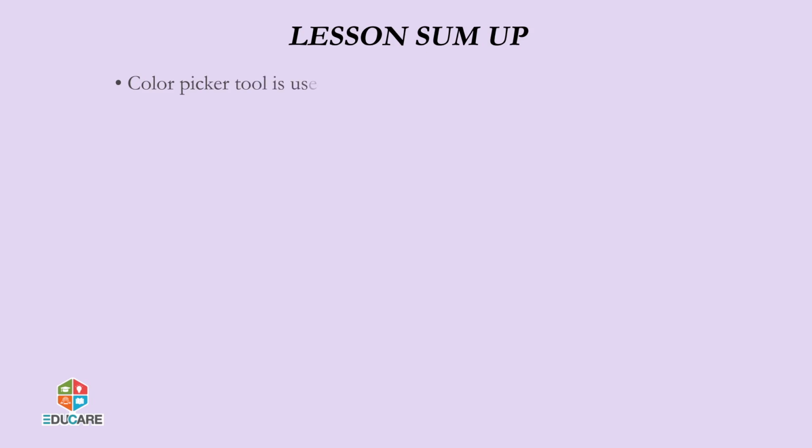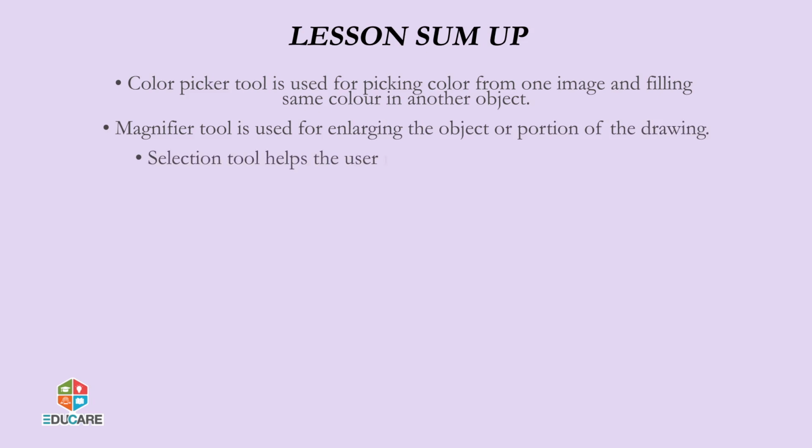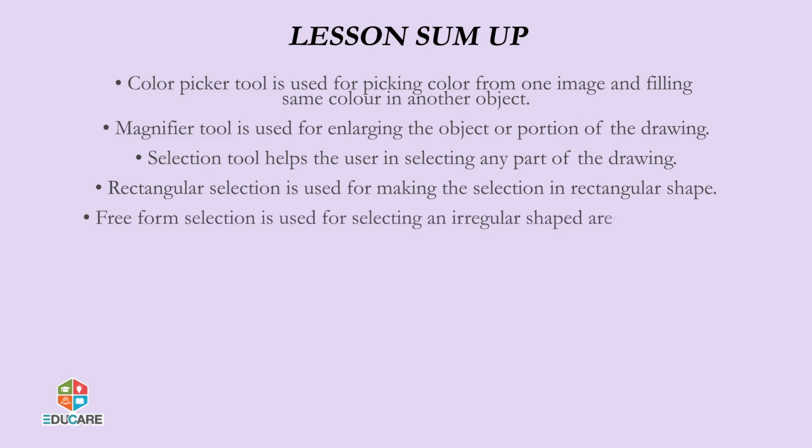Lesson sum up. The Color Picker tool is used for picking color from one image and filling the same color in another object. The Magnifier tool is used for enlarging the object or portion of the drawing. The Selection tool helps the user in selecting any part of the drawing. Rectangular selection is used for making the selection in a rectangular shape. Freeform selection is used for selecting an irregular shaped area of an image. Transparent selection is used for making the selection opaque.